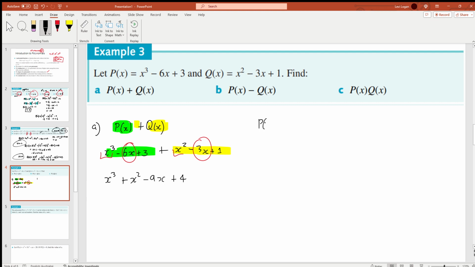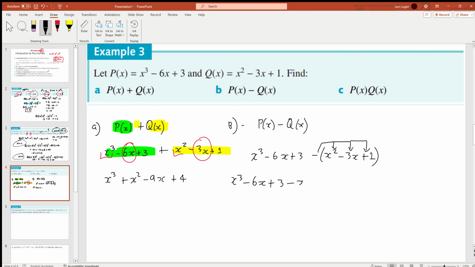Alright, B, so p of x minus q of x. So pretty much we attach a negative sign on the whole thing, so you can have x cubed minus 6x plus 3 minus, and then brackets around the entire thing, so x squared minus 3x plus 1. Distribute that negative, so you're going to get x cubed minus 6x plus 3. Distribute that negative to every single term, minus x squared plus 3x minus 1. So x cubed minus x squared minus 3x plus 2, and that is the answer to pretty much B.